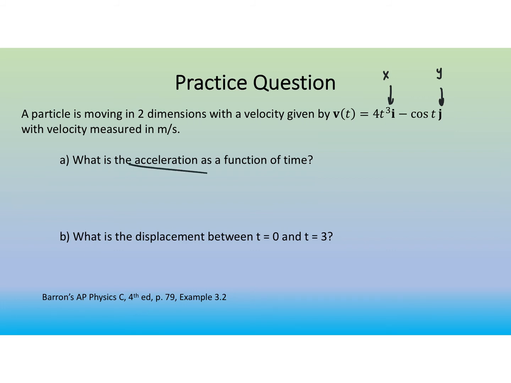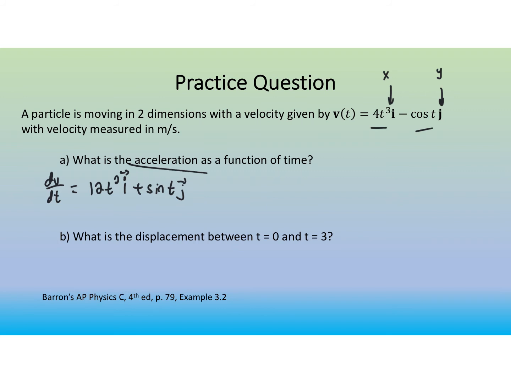So to get acceleration from velocity, we need to differentiate everything. And so taking the derivative of our velocity with respect to time, we could just take the derivative of each of these components separately. And so the derivative of 4t cubed would give us 12t squared in that i direction. So that's the x direction. And then the derivative of negative cosine would be positive sine of t in that j direction, that y direction. And that's it. This is our acceleration as a function of time. You plug in the time, it will tell you what the acceleration is, both in the x component and the y component.